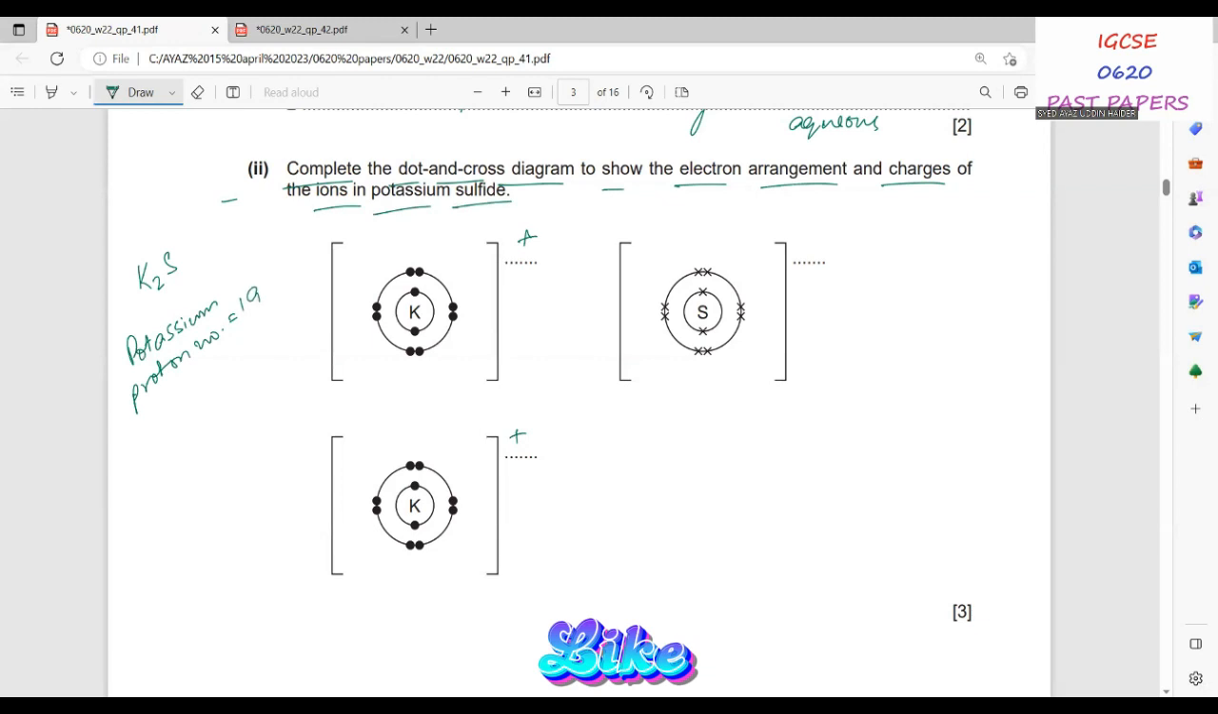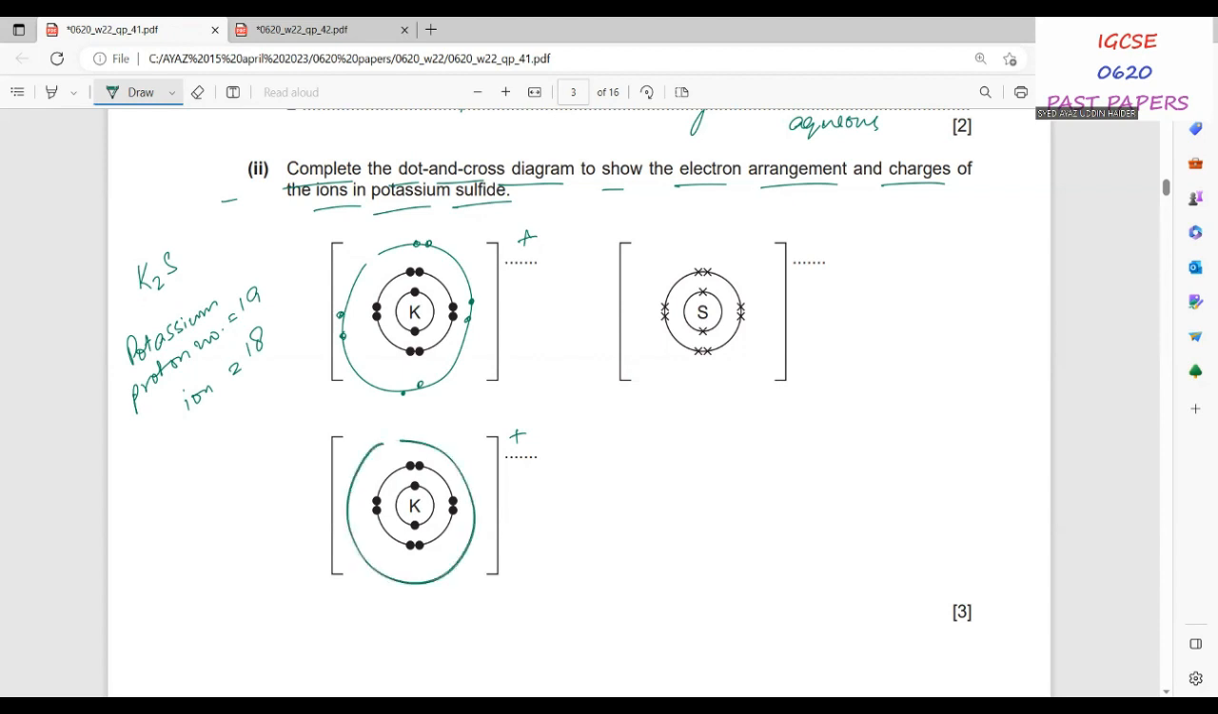After losing one electron, it will be left with 18. So two shells are shown. 2 plus 8 will be 10. 8 electrons are left, so I will show the rest of the 8 electrons. 1, 2, 3, 4, 5, 6, 7, 8. Similarly, this one also contains 8 electrons. 1, 2, 3, 4, 5, 6, 7, 8.